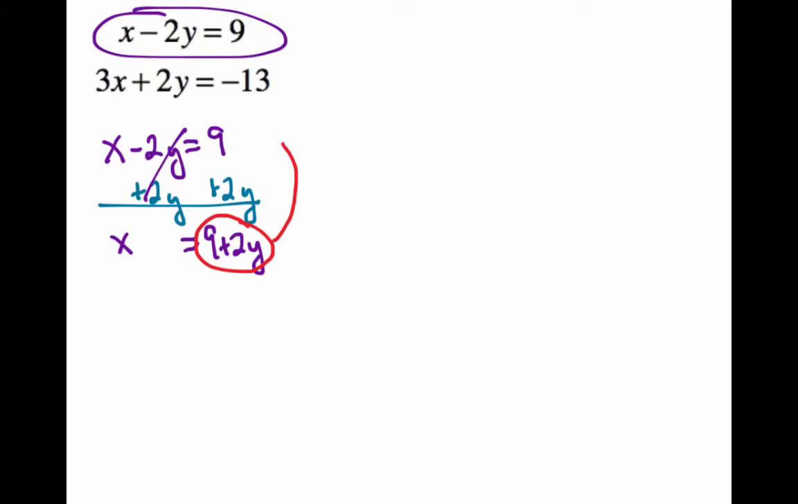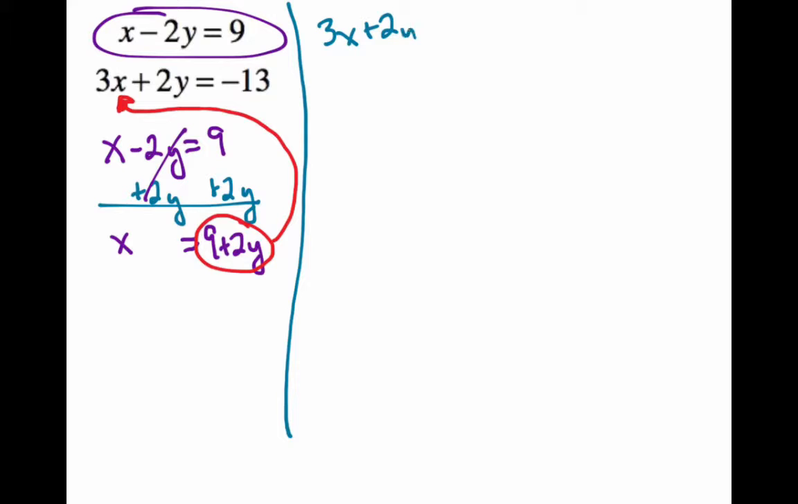Okay, but now I have this blob of stuff that I can pop in for x. So let's do that. I'll copy the original equation, 3x plus 2y equals negative 13. Rewrite it again, but instead of x, I'm going to write 9 plus 2y. All I did was plug that in instead of x. Okay. Copy down the rest of my equation. Plus 2y equals negative 13.